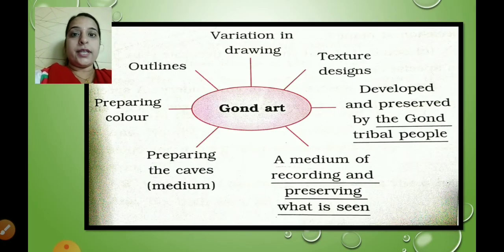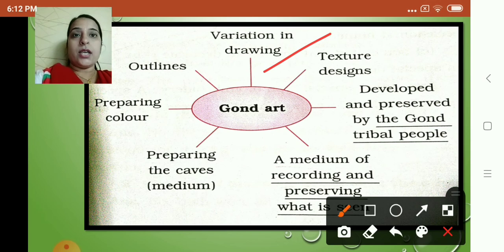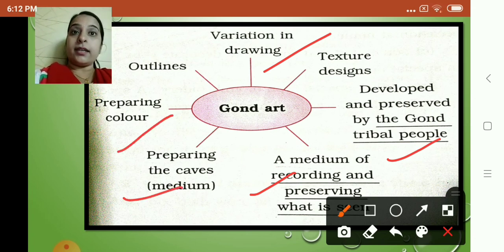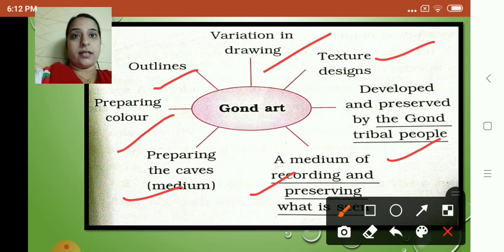One is already given, variation in drawing, and next you have to write developed and preserved by the Gond tribal people. It's a medium of recording and preserving what is seen, preparing the canvas, preparing colors. For the colors, children, they were prepared from the things which were available in nature. Then the outlines, and outlines may vary from artist to artist. And the texture designs, designs like dots, lines, curvy shapes. So that is about Gond art. Children, you have to write this in your notebook.